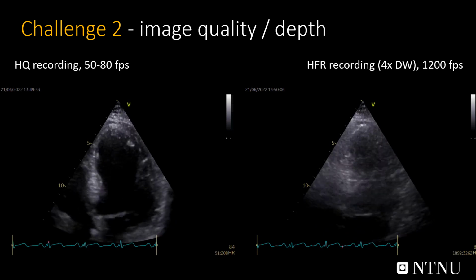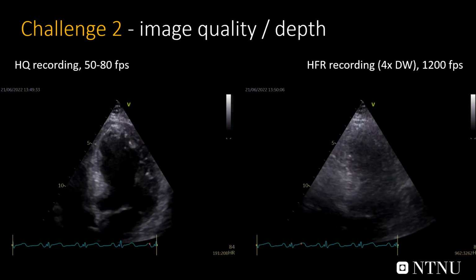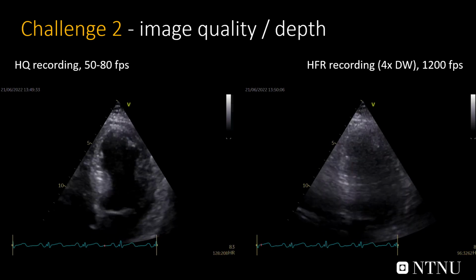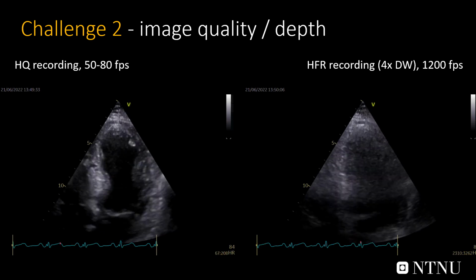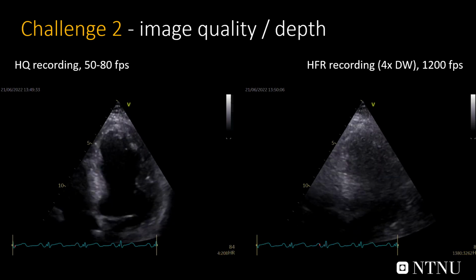We still need both focused conventional imaging, but hopefully high frame rate imaging can give complementary information of clinical value in the future.